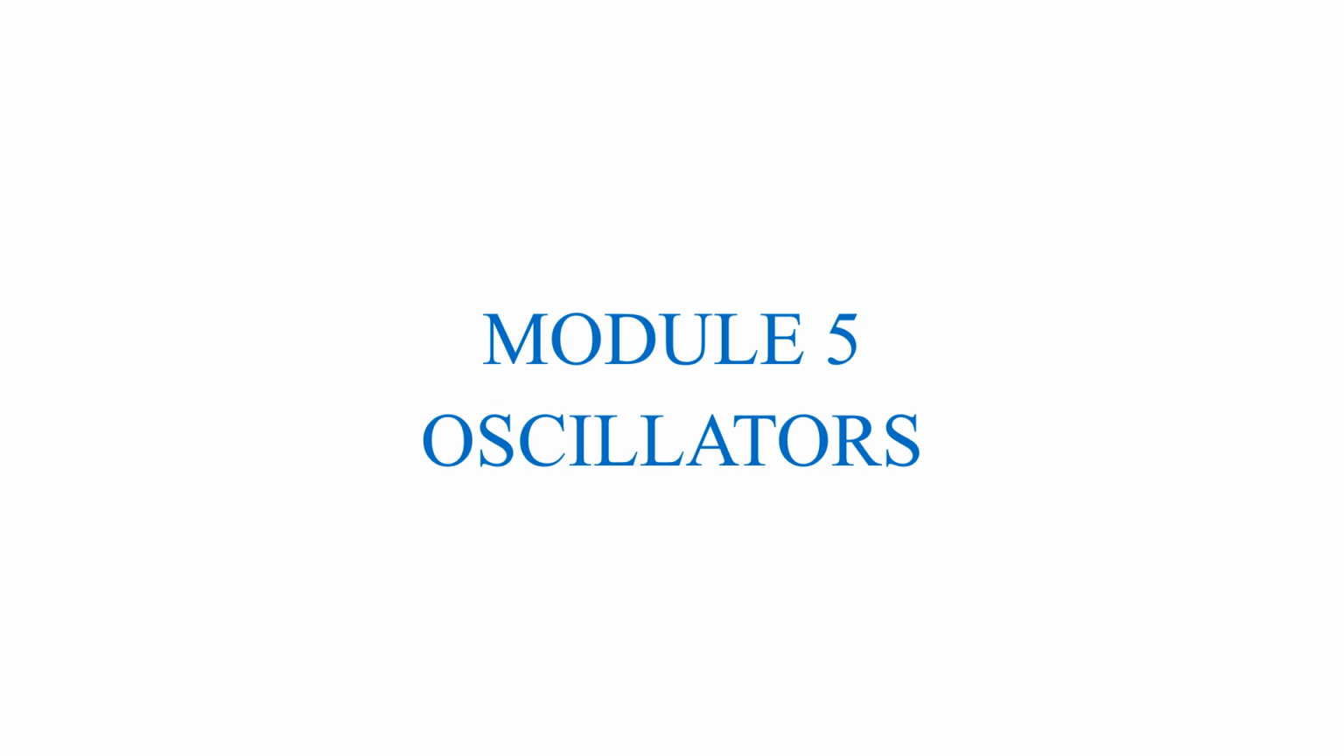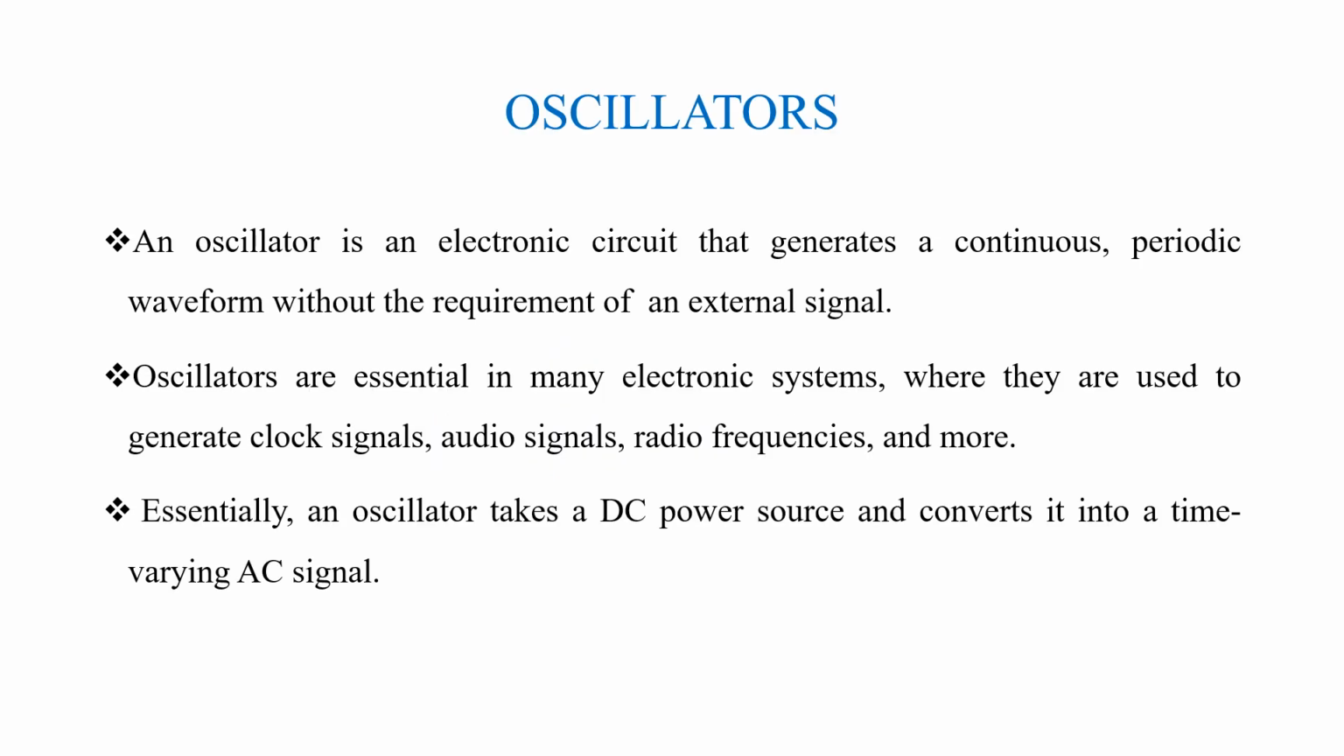Module 5, Oscillators. An oscillator is an electronic circuit that generates a continuous periodic waveform without the requirement of an external signal. They are essential for many electronic circuit systems, and they are mainly used to generate clock signals, audio signals, radio frequencies, and many more.